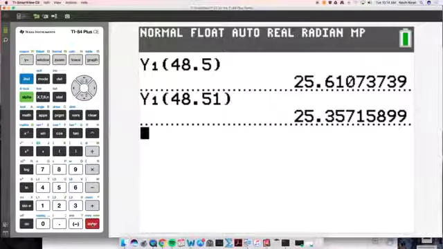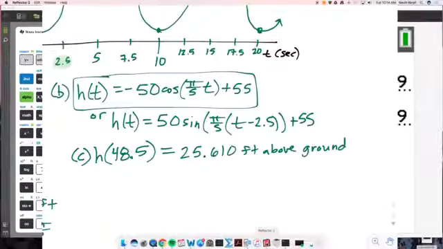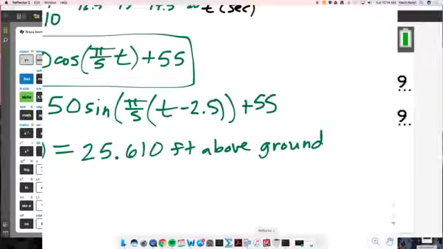So 100th of a second later, we were what? Higher or lower? Lower. So the odds are we were coming what? Up or down? Down. So that's all you need to do. So if we're coming down, just put h of 48.5 equals 25.610 feet above ground, and then we'll just put coming or heading, whatever you want to put, down. So that's one way to do it.